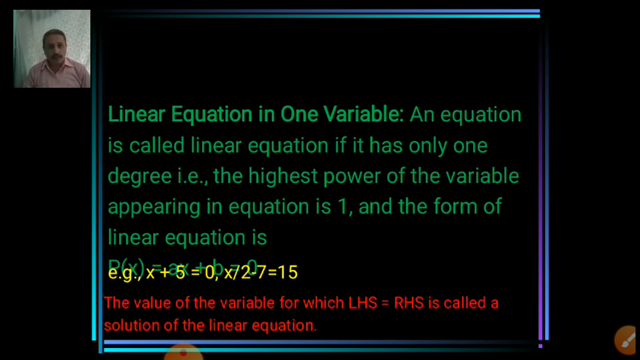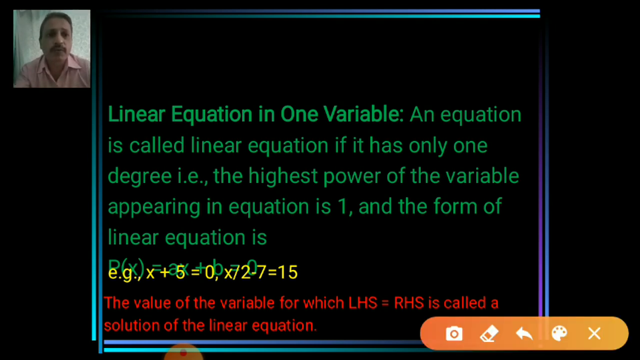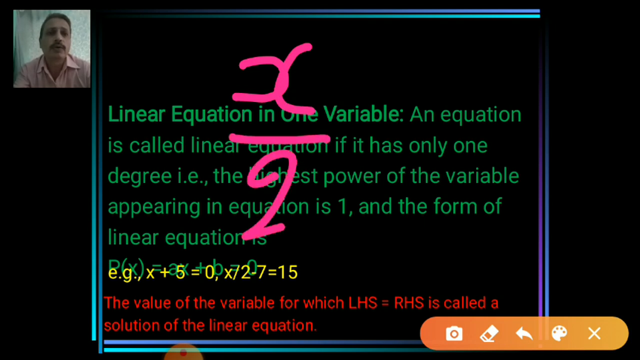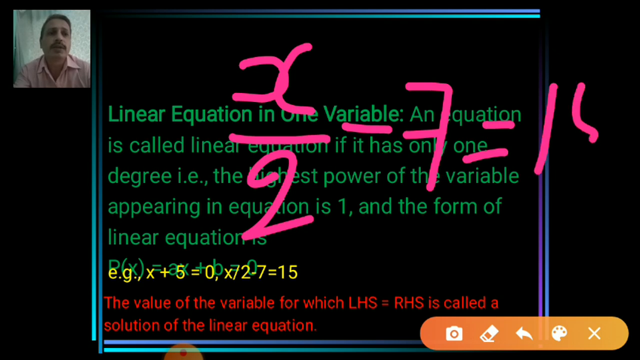Third example, x upon 2 minus 7 is equal to 15. Oh, you have a problem reading it out. So I will write here x upon 2 minus 7 is equal to 15. Yes, students, this is the equation. An equation has two parts: left hand side part and right hand side part. In between there is an equal to sign. And this is a linear equation.